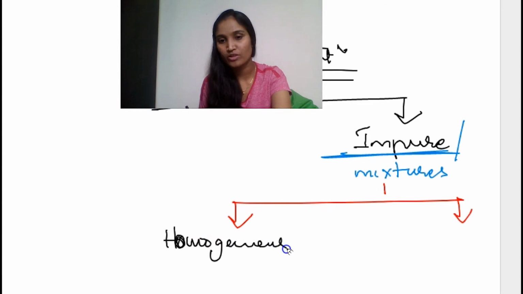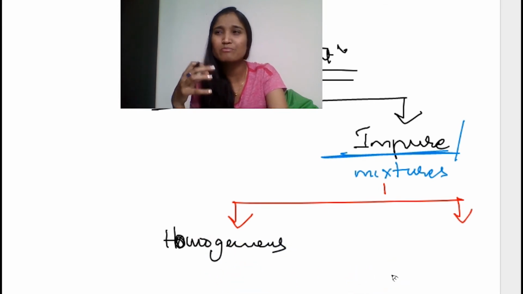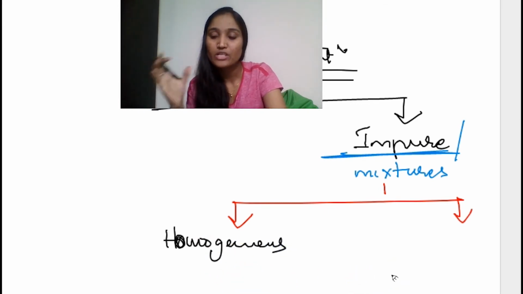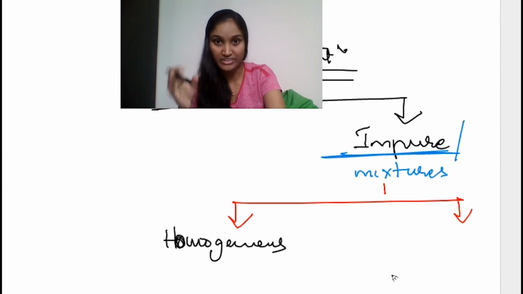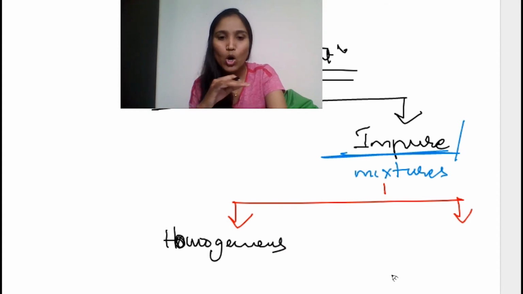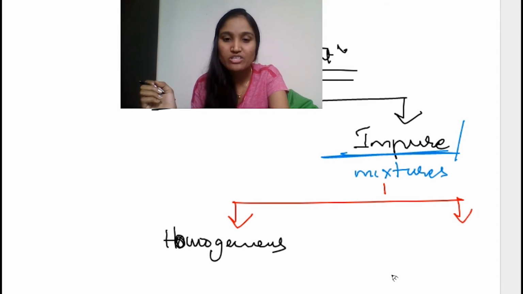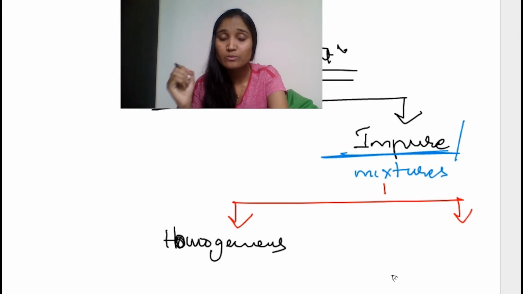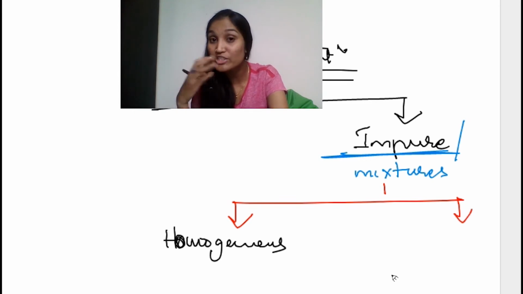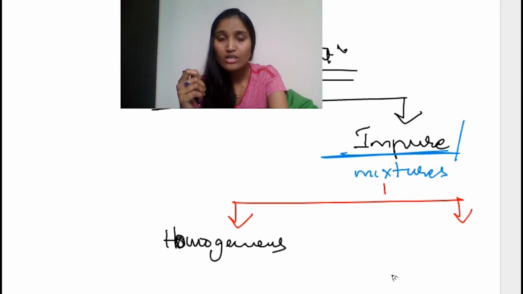Homogeneous mixtures. What's genus? Genus is mixed up, equally mixed up. The mixtures in which, write down, the mixtures in which all the particles are equally or uniformly distributed, you call those mixtures as homogeneous mixtures. And homogeneous mixtures are the ones in which you have that uniform distribution, correct?